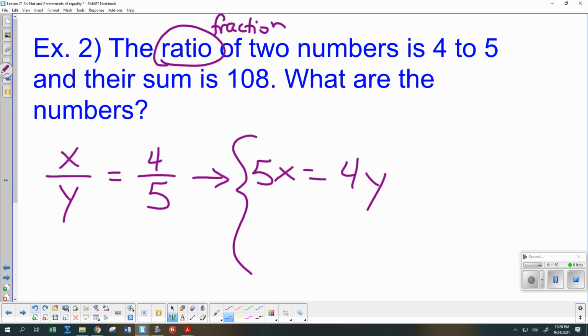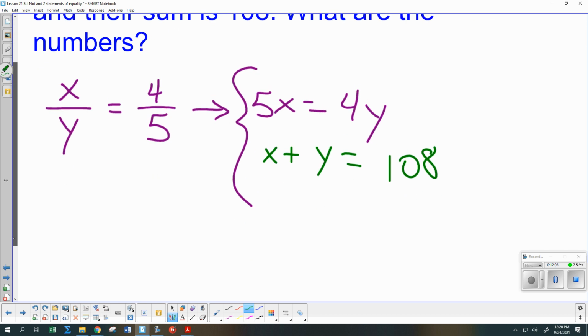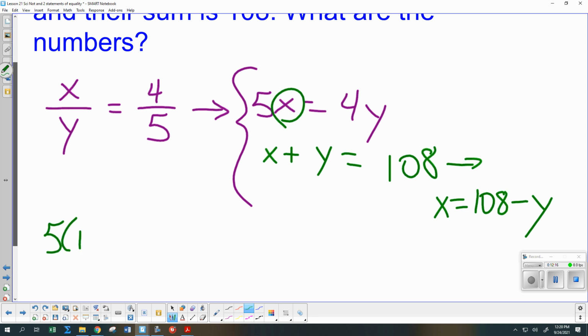Sum means we do what? We need to add them, so we're going to write down if we add them, we have 108. So let's do substitution. X is 108 minus y. And then we're going to put that in here. So 5 times 108 minus y is 4y.